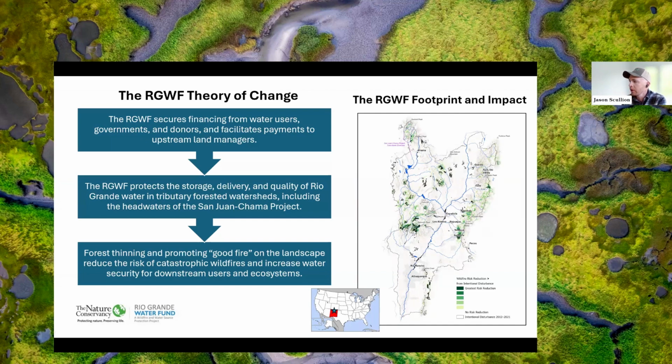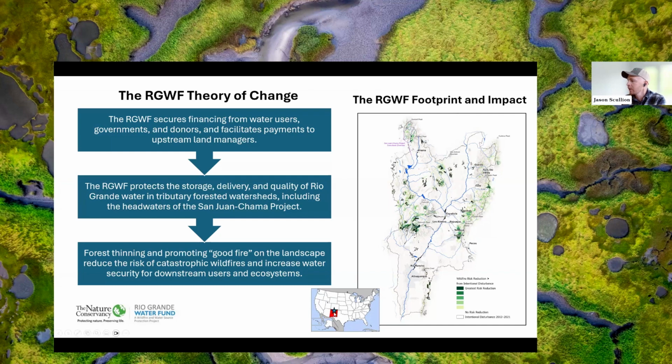A couple other things to note, just that this map is about wildfire risk reduction. So the areas in darkest green are showing, based on our modeling, where our forest treatments have had an impact that has reduced the risk of catastrophic wildfire. Again, fire is a natural process on the landscape, but in recent decades, fires have become bigger and hotter, more intense, and our goal is to reduce that intensity, that size, that frequency, and bring it back to its normal cadence of low-intensity wildfire.